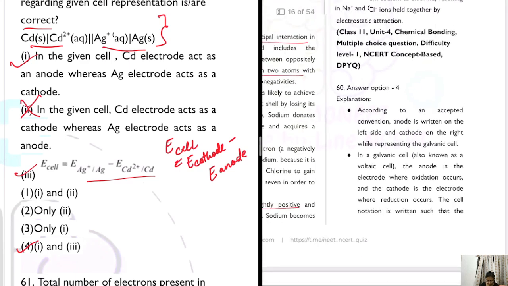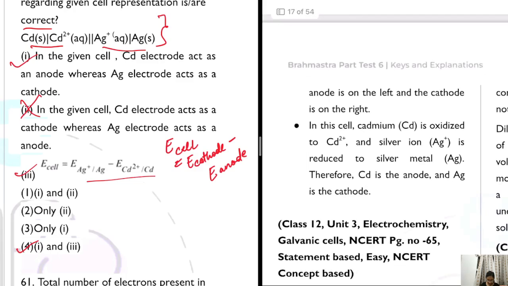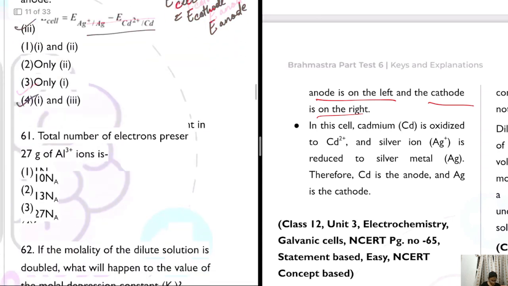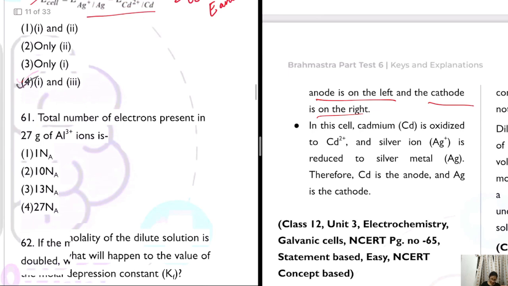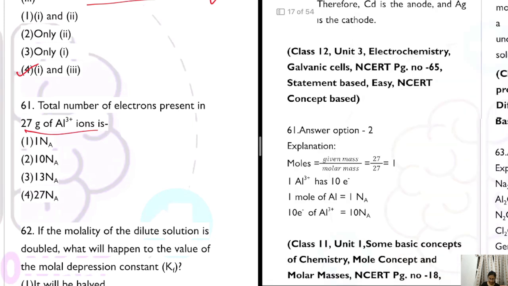I told you earlier, in a galvanic cell, anode is where oxidation occurs and at cathode reduction takes place. And anode is on the left and cathode is on the right. So you get it. The next question is, the total number of electrons present in 27 gram of Al3 positive ions. Aluminium is 13, so Al3 positive would give 10 electrons.